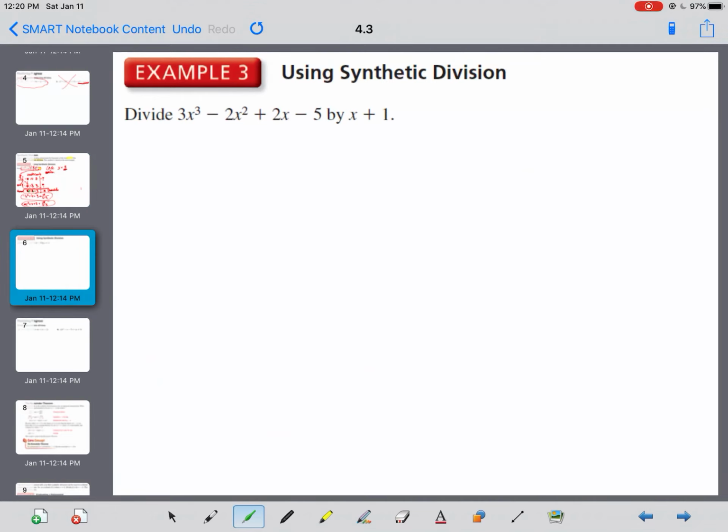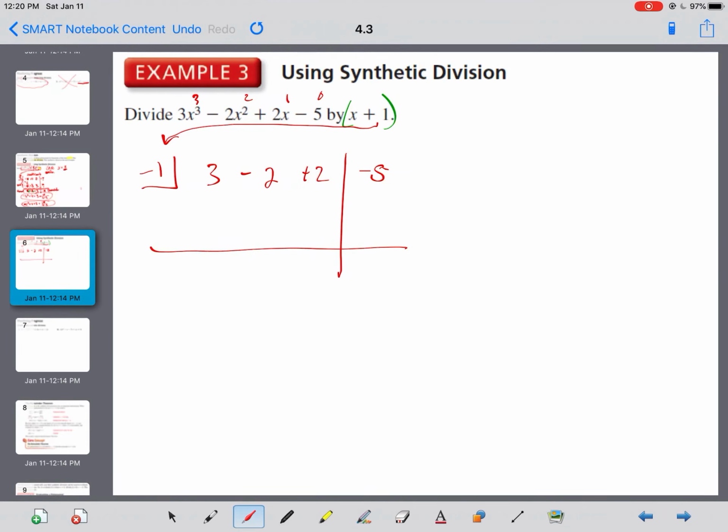So, let's try what happens whenever our binomial is a positive. I'm going to put our little work thing here. Opposite to come out gives me a negative 1. I got 3, I got 2, I got 1, I got none. They're all there. So 3, negative 2, positive 2, negative 5. Separate the work from the answer.